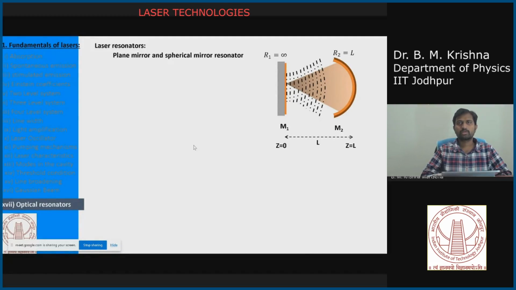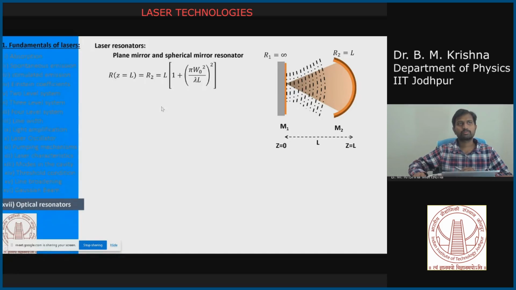In the last class we discussed the different laser resonators. We took simple resonators using a two mirror system, and we studied the concentric as well as confocal and planar and spherical mirror combinations. Now this configuration is a plane mirror and a spherical mirror resonator, and we get the R of the mirror M2, which we got from the previous equations.